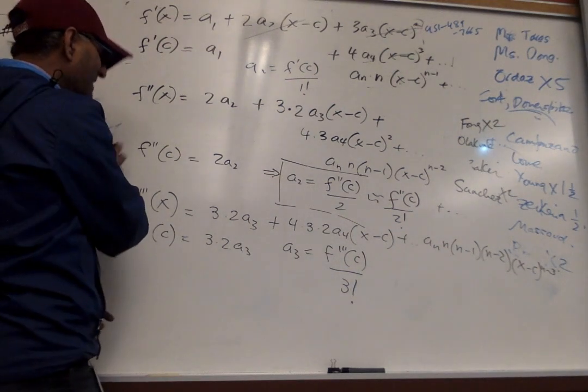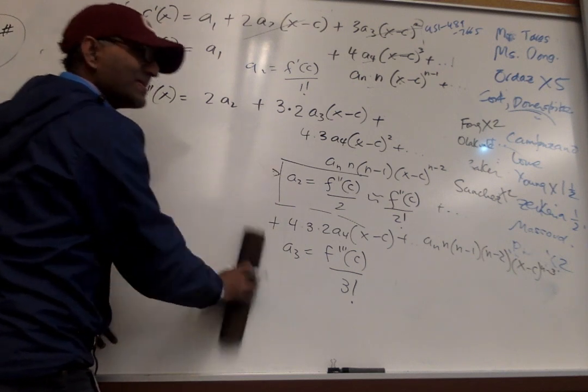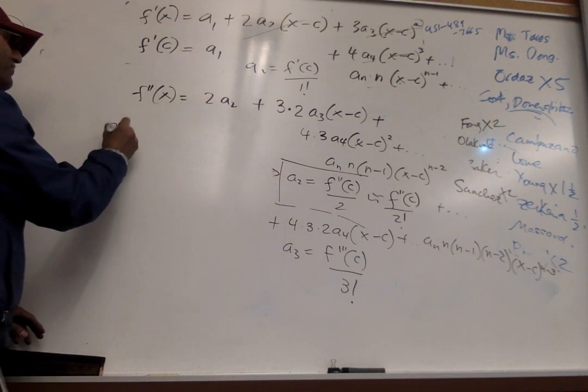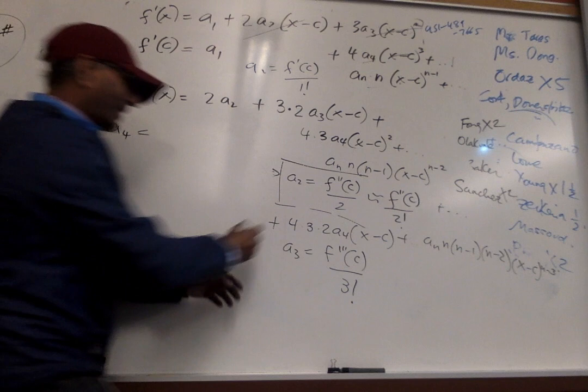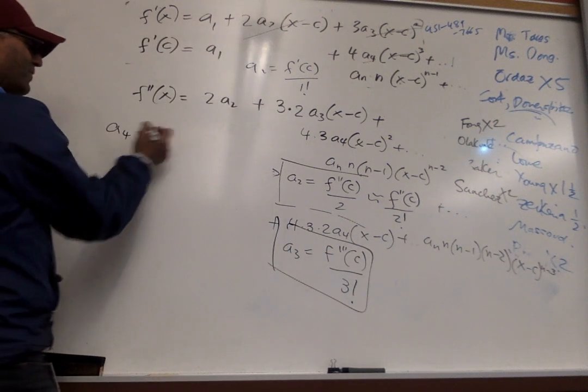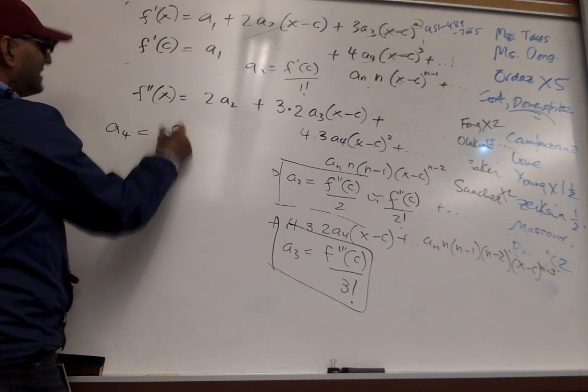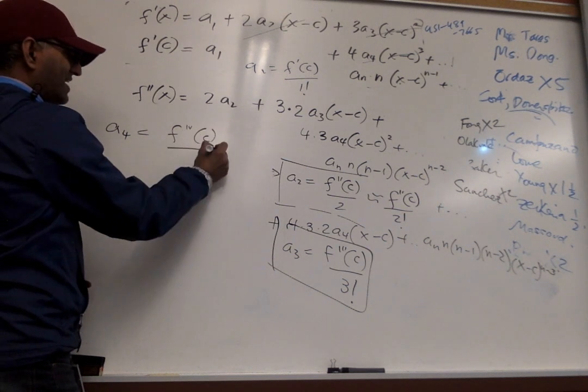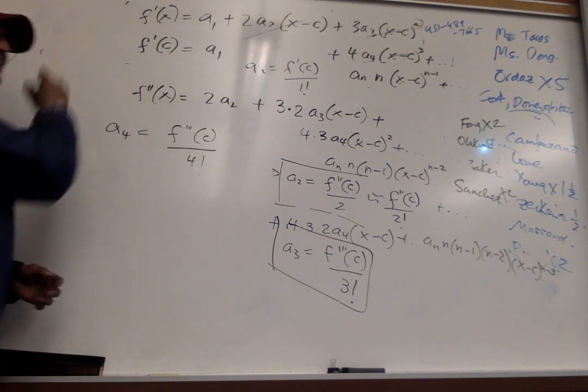Eunice, make a guess. We're almost done. What do you think a4 is? Now we don't have to do any math. Look here. Make a guess. Intelligence is observing patterns. What do you think the numerator is? f4 of c over 4 factorial.